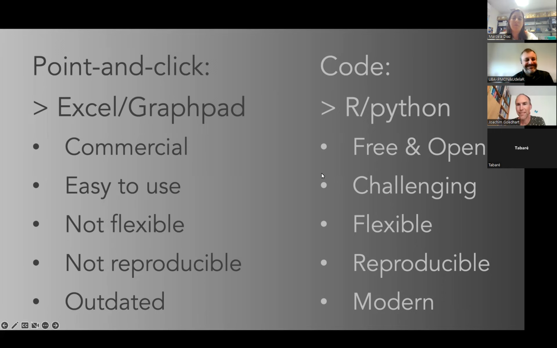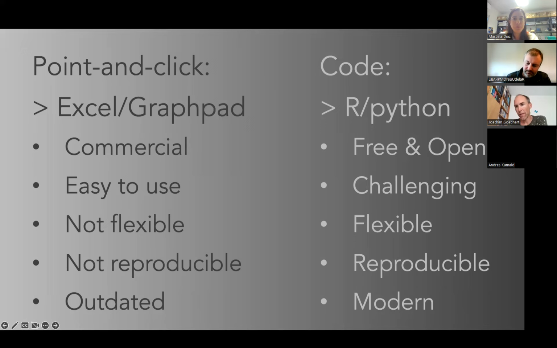Okay, that's a bit of a strong statement. It's not that bad. On the other hand, you can also use open source software tools, but they often require you to code the data visualization, like R and Python, and it's becoming more and more common to use those. Those are free and open. They're very flexible, they're fully reproducible, and they allow modern data visualizations. But their biggest problem, I think, is that it's quite challenging because first you need to learn this coding language.